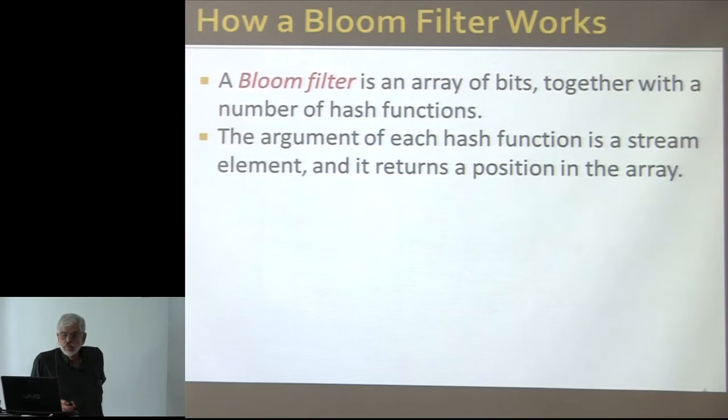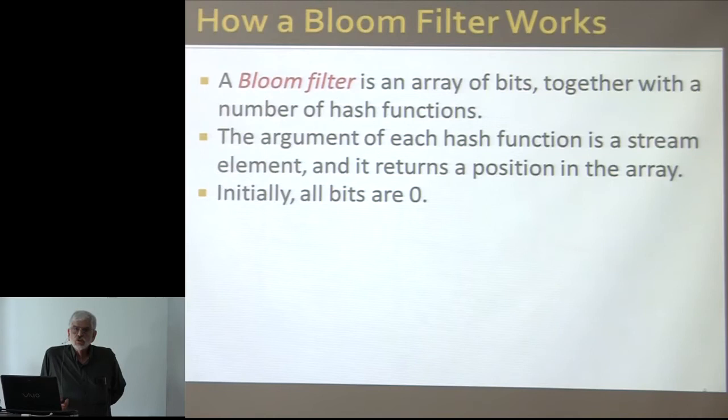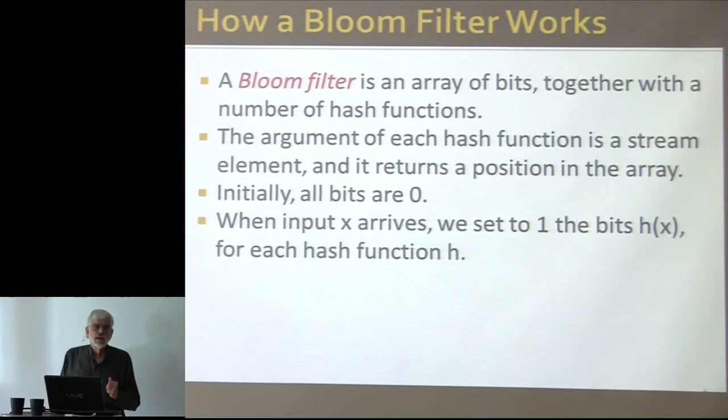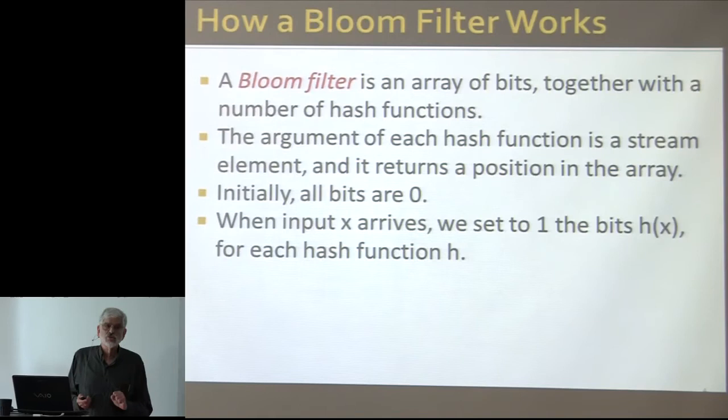Now, you start off, the bloom filter is all zeros, and when an input arrives, say x, we hash x, and let's say if h is one of the hash functions, we set the bit h of x to 1. Now, it may already have been 1, that's okay, but it will surely be 1 after x arrives, and we do that for every hash function.